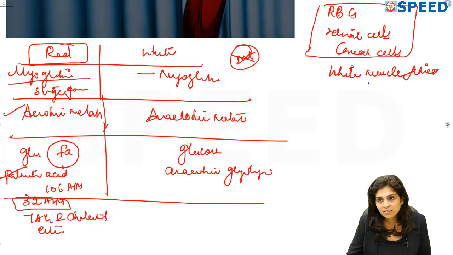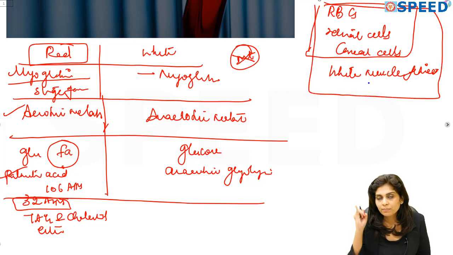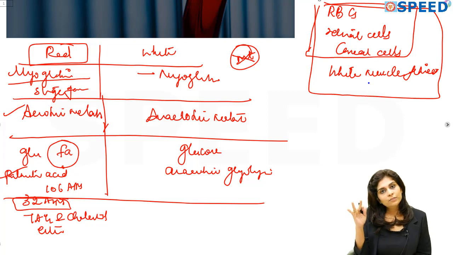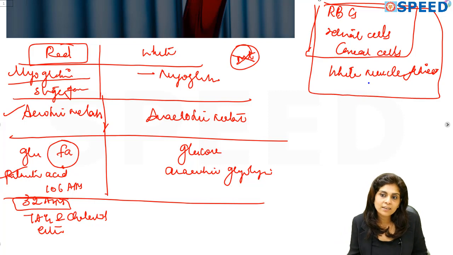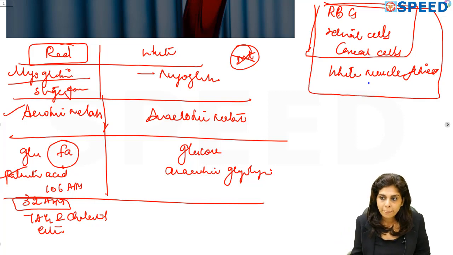Okay. So what are the cells for which glycolysis is indispensable? RBCs, retinal cells, corneal cells which do not have mitochondria, white muscle fibers which do not have myoglobin. Okay. So that's about the significance of glycolysis. So why do we have to know about significances of glycolysis? It is for you to understand what happens whenever there is an inborn error of metabolism related to glycolysis.